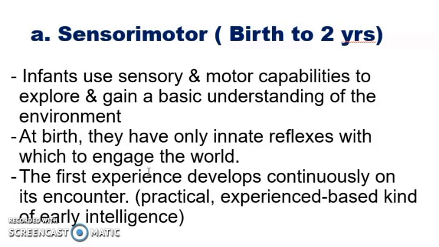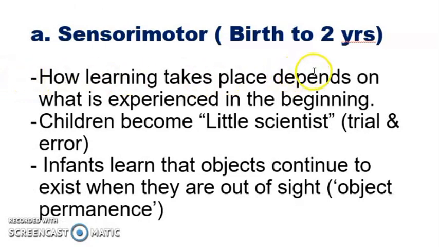And this sensorimotor stage is the lowest cognitive level as the child tries to build their schema on the object or on the things around them. They are just building first their cognitive structure. So the child is trying to establish first their prime cognitive structure. Now, how learning takes place depends on what is experienced in the beginning. So that's what I explained earlier.